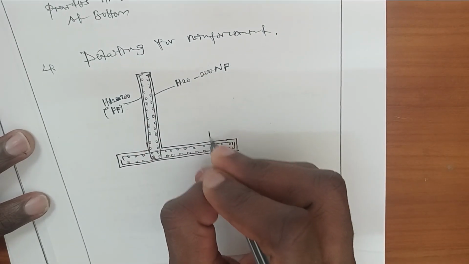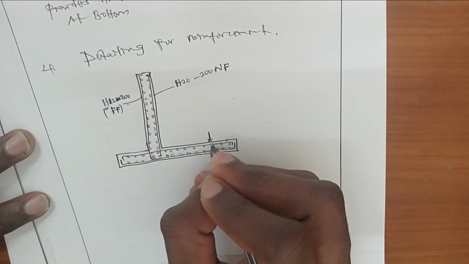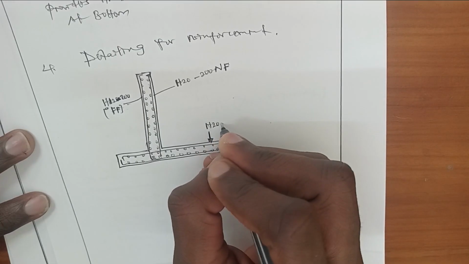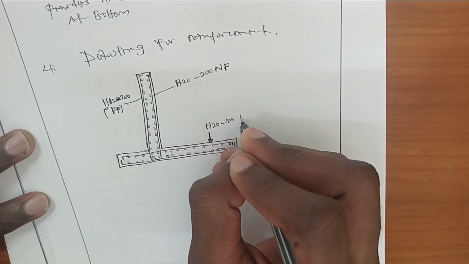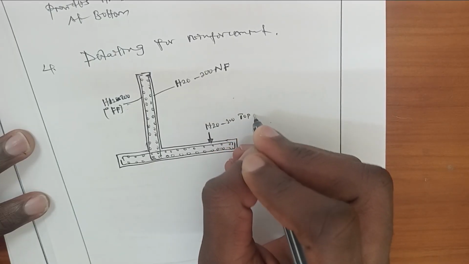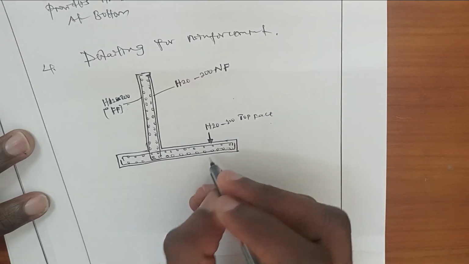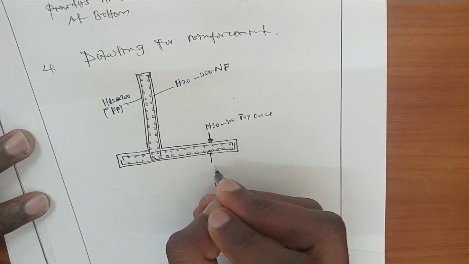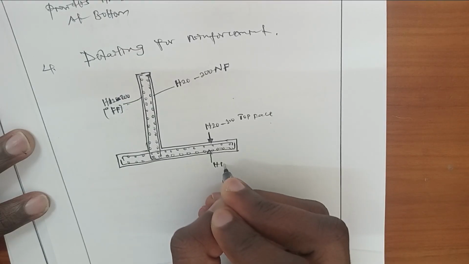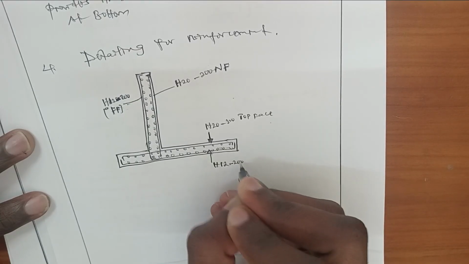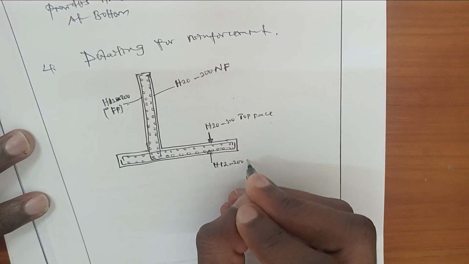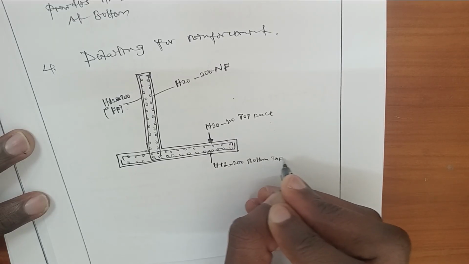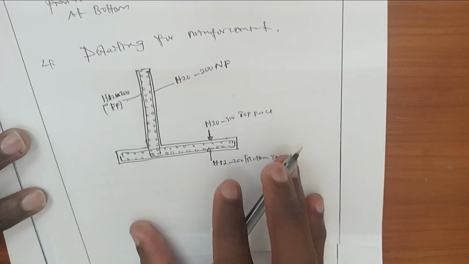And this is the heel slab, which is provided with the top bars of diameter 20 millimeter at the top face. At the bottom face, also, bars with a diameter of 20 millimeter at a spacing of 120 millimeter are provided.